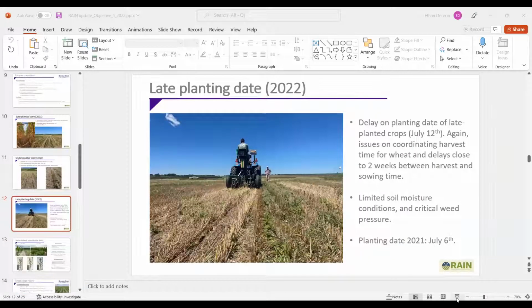And then as we mentioned, not to get into this again, but this year we are on the same page. We delayed our planting on corn. Our planting was effective July 12th.